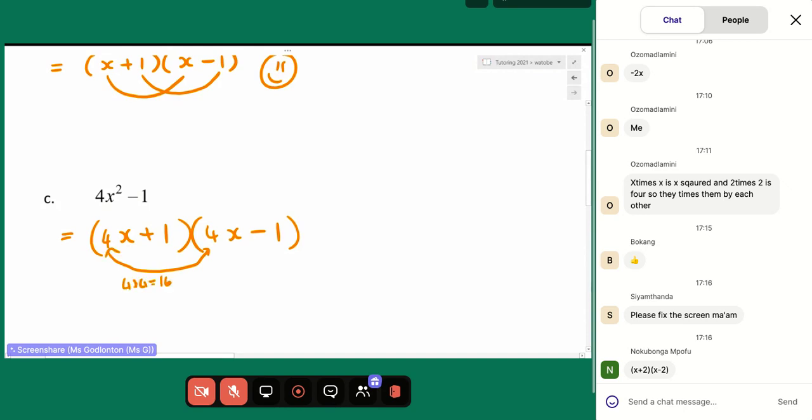Yeah, don't worry. Lots of people make that mistake. So 4 times 4 is 16, and we don't want it to be 16. We want it to be 4. So what number should that be? Yes, a 2. Good. So we're going to have 2x plus 1 and 2x minus 1.